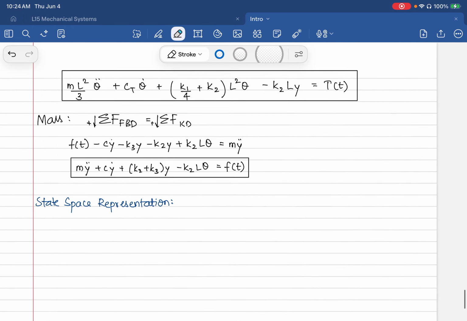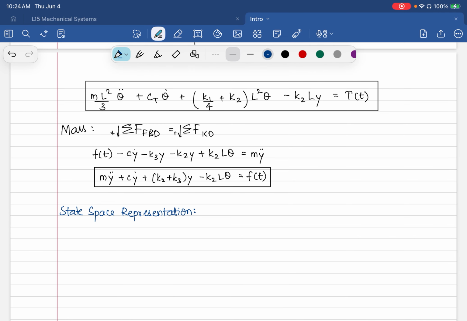How would you do that? Well, first you want to isolate your theta double dot. I will now divide everything by ml squared by 3, which gives me this 3 by ml squared.